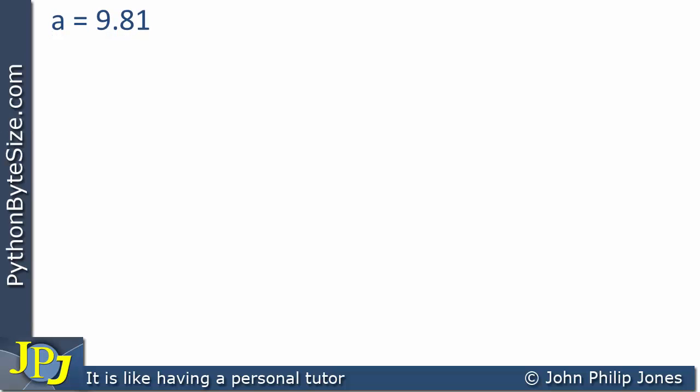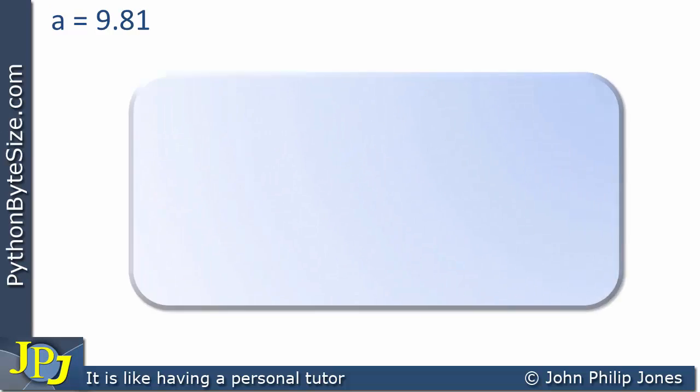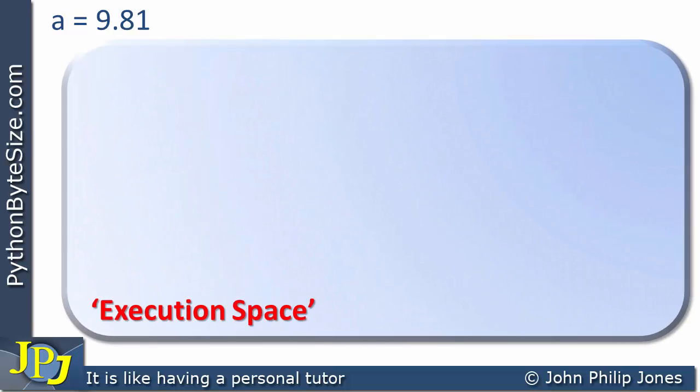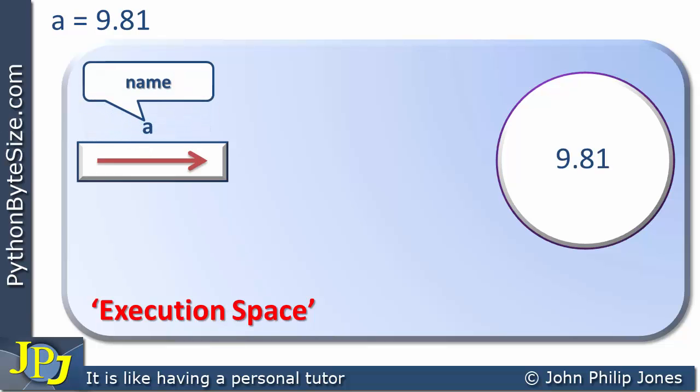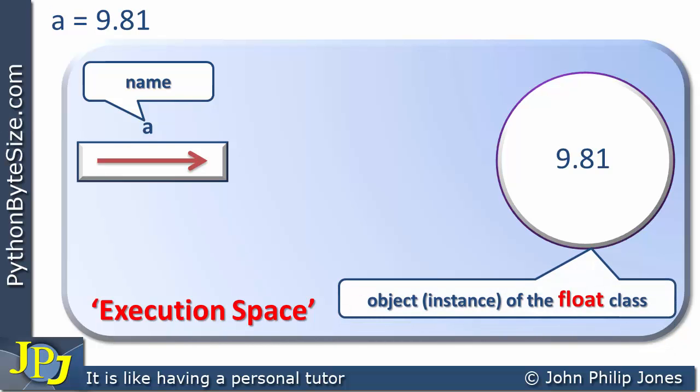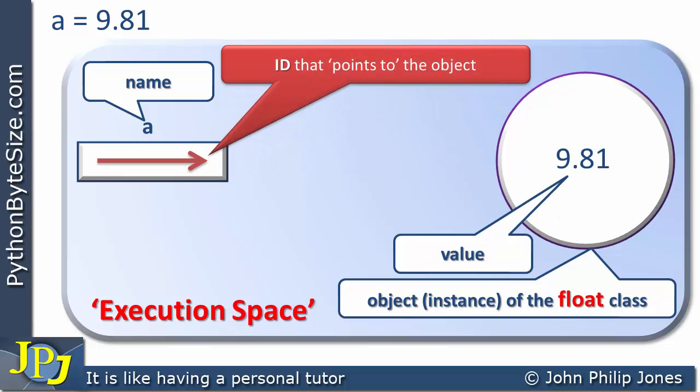Here's A, this time being assigned 9.81, which is clearly an example of a float. This is the execution space here, and what will happen in this execution space, and remember this is just a model, you'll have this kind of relationship taking place. You'll have A having a name, you'll have the arrow which is going to be a reference to where the object is. This here is an instance of the float class, i.e. an object, and in the center of that we have the value, and we can see that the ID points to the object.